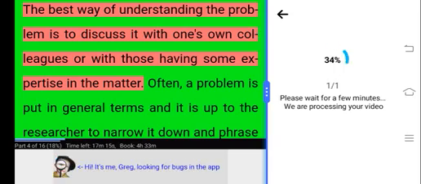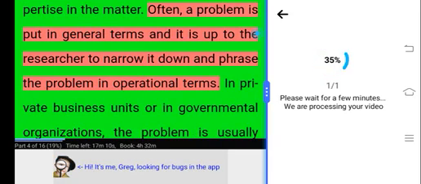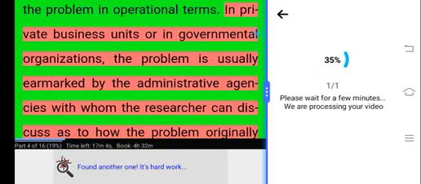The best way of understanding the problem is to discuss it with one's own colleagues or with those having some expertise in the matter. Often, a problem is put in general terms and it is up to the researcher to narrow it down and phrase the problem in operational terms. In private business units or in governmental organizations, the problem is usually earmarked by the administrative agencies with whom the researcher can discuss how the problem originally came out and what considerations are involved in its possible solutions.